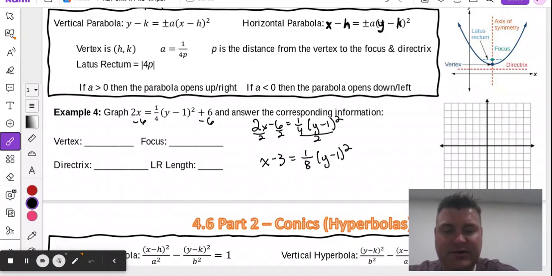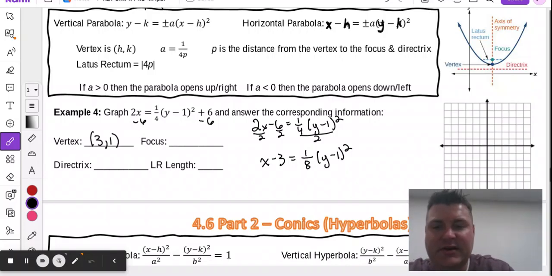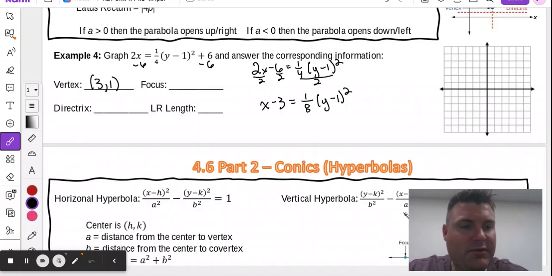(y minus 1) squared. Okay, so now my vertex is like my center, but my vertex is 3, 1. And I'm going to draw that out over here. 3, 1, that's my vertex. Label that with a V for vertex.